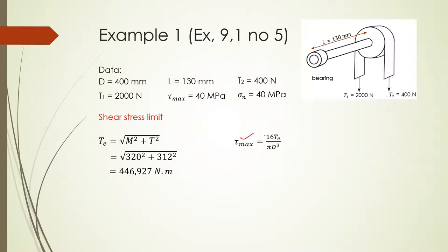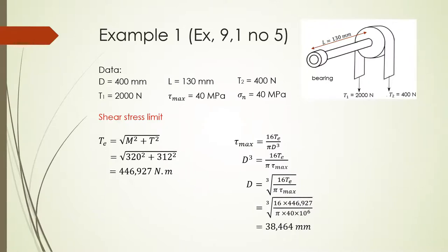Then, again, we do the same thing. We've calculated that. Now we're looking for a diameter, which is going to be the cube root of 16 TE over pi times the shear stress. You substitute all of your values and you get 38.464 millimeters.